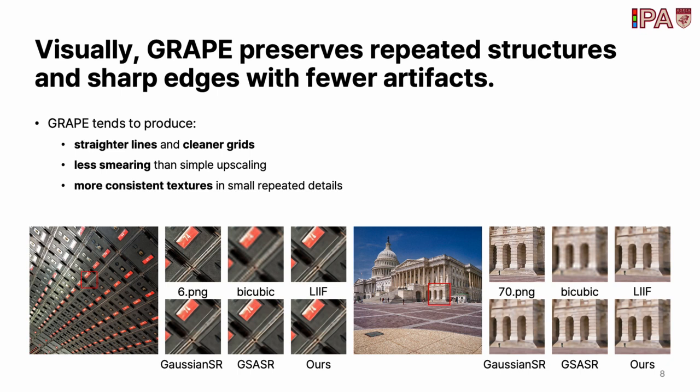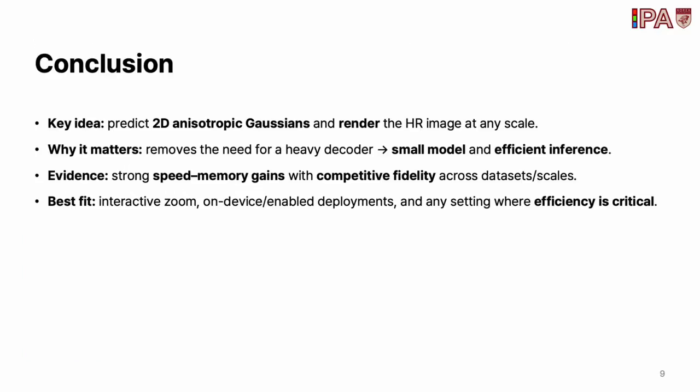Here are qualitative comparisons at 4 scales focusing on challenging Urban100 scenes. These examples are dominated by repeated structures, window grids, brick patterns, and thin edges, where super resolution methods often introduce smearing or distorted geometry. In the zoom crops, GRAPE tends to keep lines straighter and patterns more regular, especially around grids and repeated textures. Compared to simple upscaling, the results show sharper boundaries and clearer repetition, which makes the overall image look more stable when zooming in to fine detail.